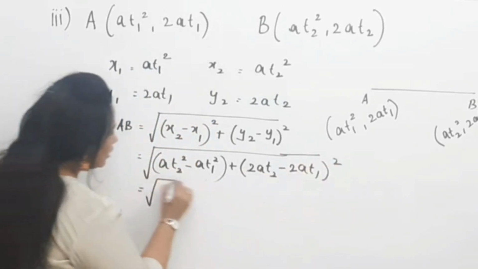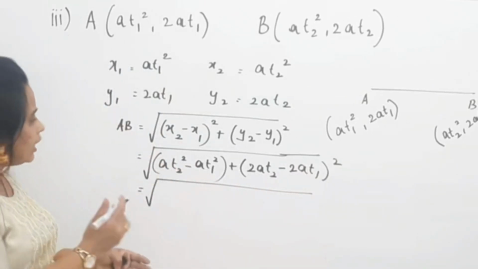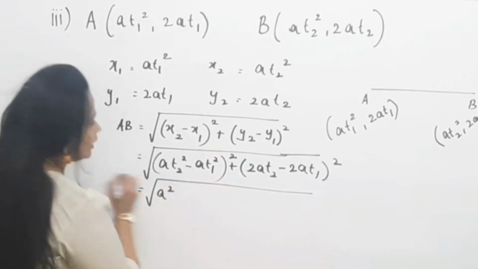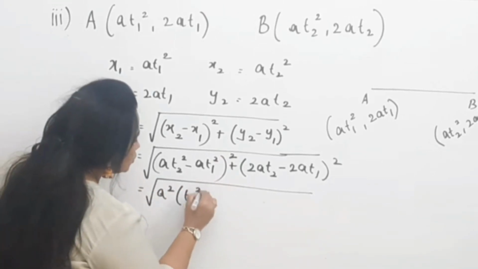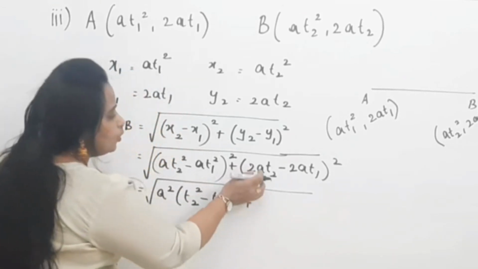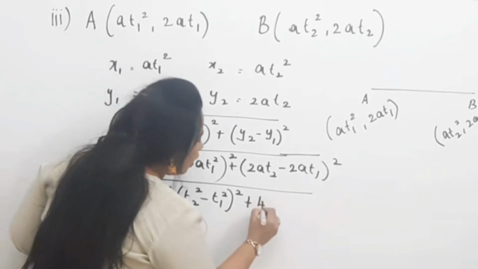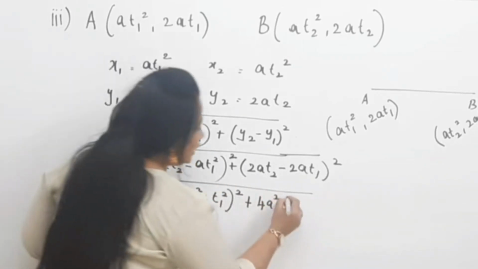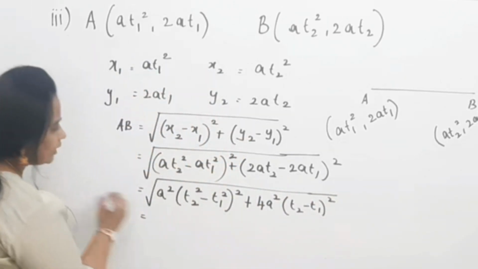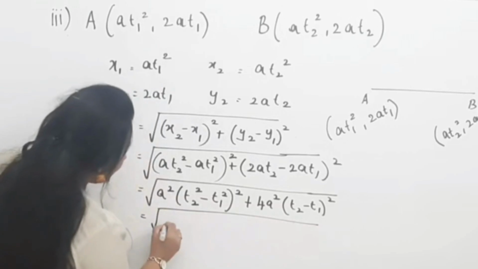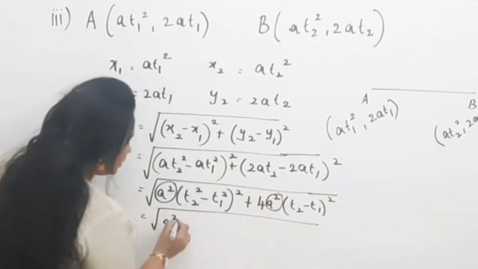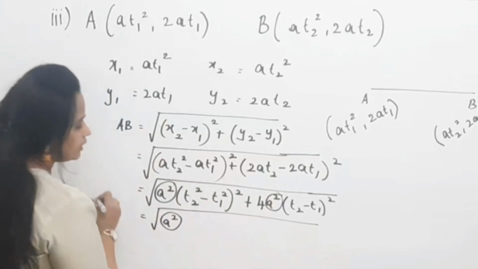Now you can see here a is common. When you take it out of the square, you will have a square. So it comes out as a square into (t2 square minus t1 square) the whole square plus 2a, it's taken out, it comes out as 4a square into (t2 minus t1) the whole square. Now you can see here a square is common, taken out from both the terms.